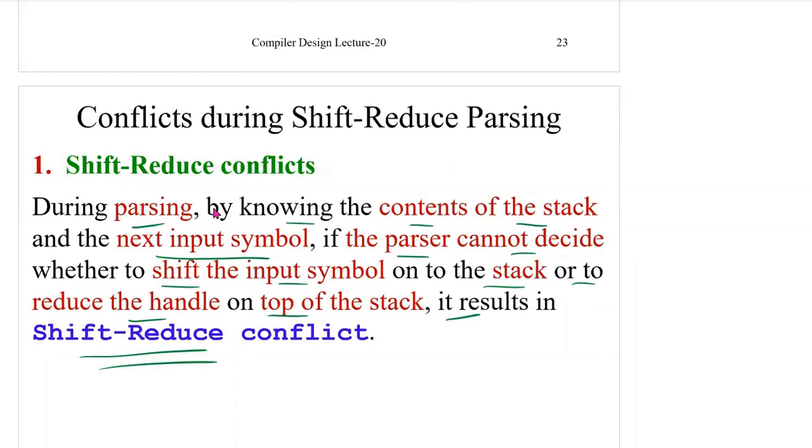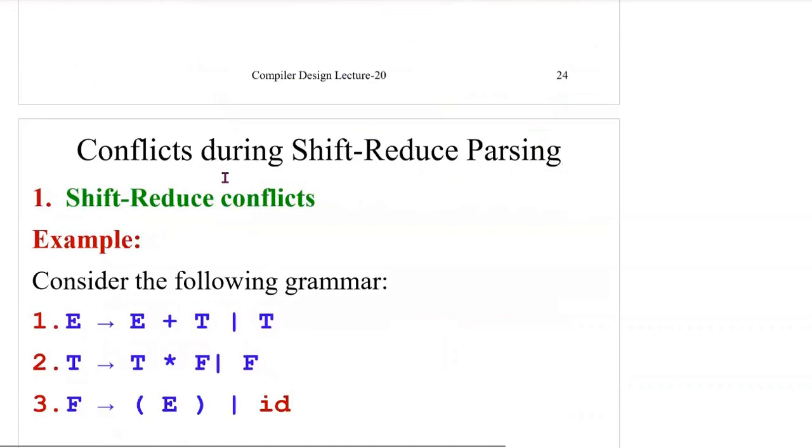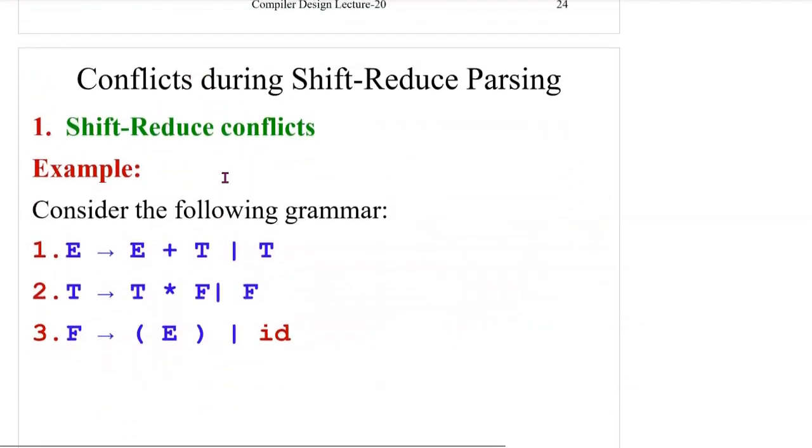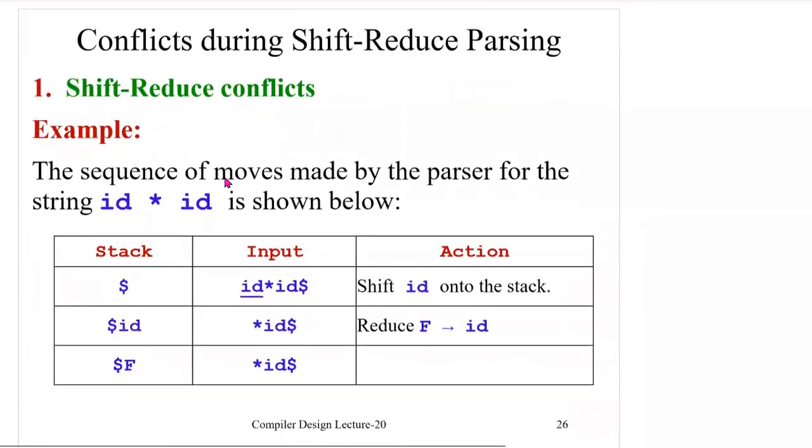So during parsing, by knowing the contents of the stack and the next input symbol, if the parser cannot decide whether that input symbol is to be shifted onto the stack or whether to reduce the handle on top of the stack, this ambiguity, this confusion, is called a shift-reduce conflict. Let us see one example. Consider the same grammar we considered: E derives E plus T or T, T derives T into F or F, F derives E within parentheses or id. Let us see how this is demonstrated.